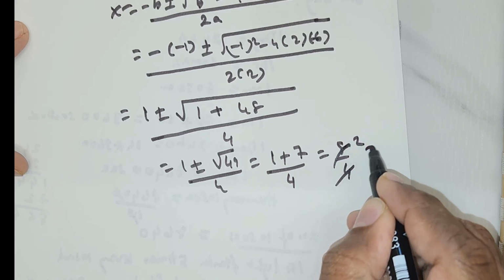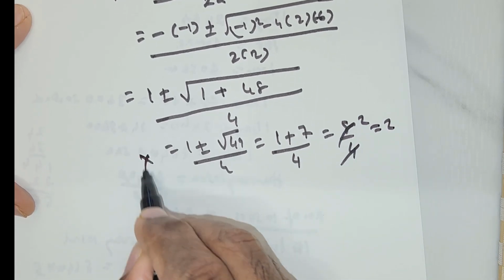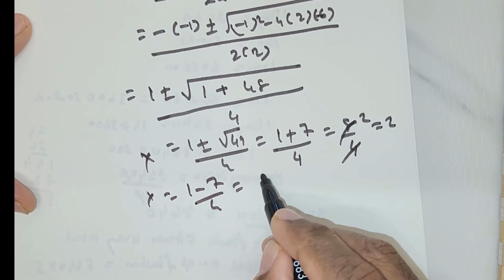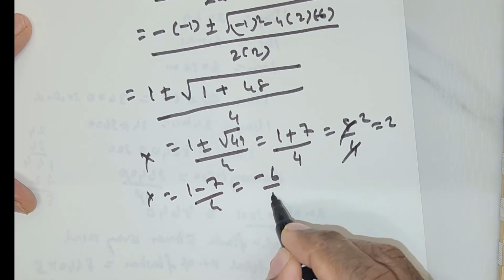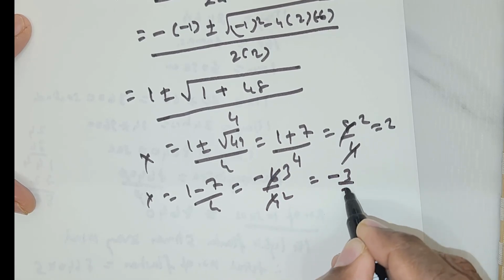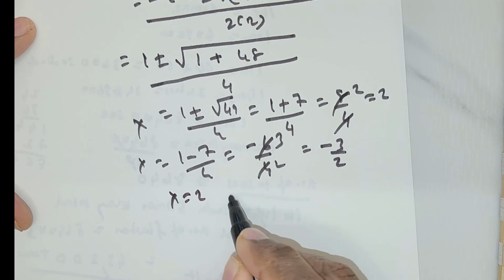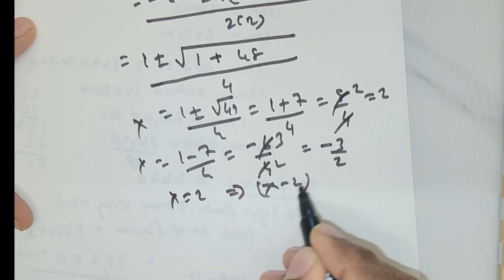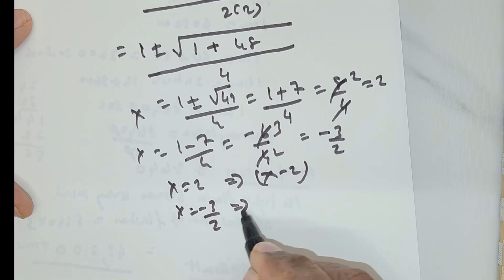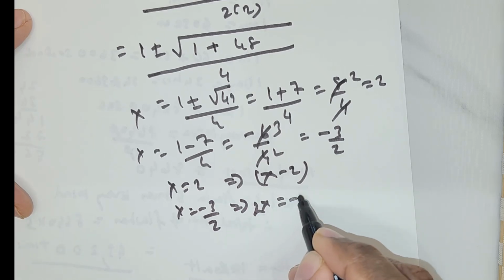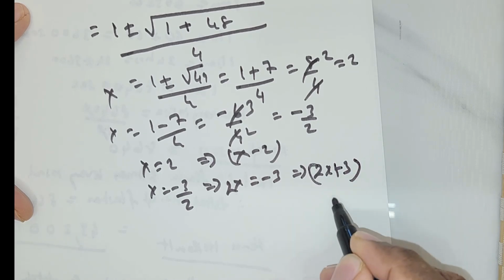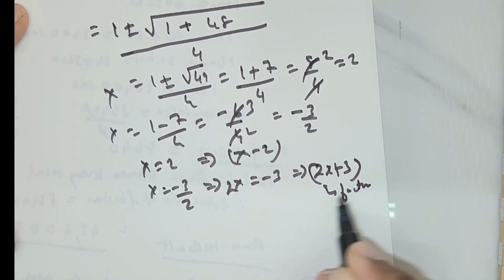4 divides 8 two times. So 2 is a root. The other side is 1 minus 7 divided by 4, which is negative 6 over 4. 2 divides 6 three times, 2 divides 4 two times, so negative 3 over 2. So x is equal to 2 is a root, which means x minus 2 is a factor. x is equal to negative 3 over 2 is a root, which means 2x is equal to negative 3, which in turn means 2x plus 3 is a factor.